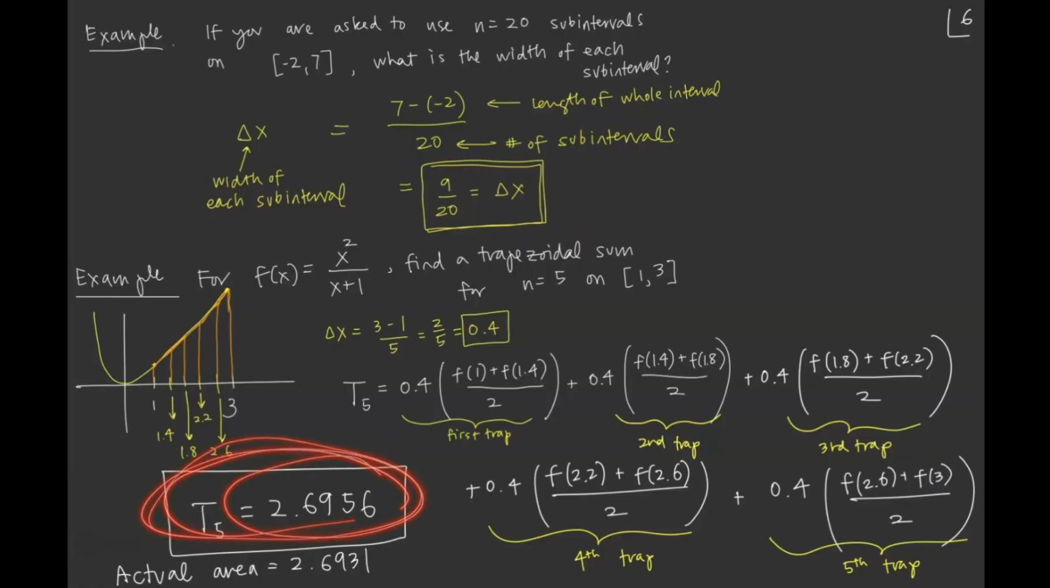Trapezoid is definitely proving to be the most accurate. We don't know how to do this yet. We will learn soon how to do the actual area, but for now we're just practicing these different ways to get Riemann sums, which are best estimates.